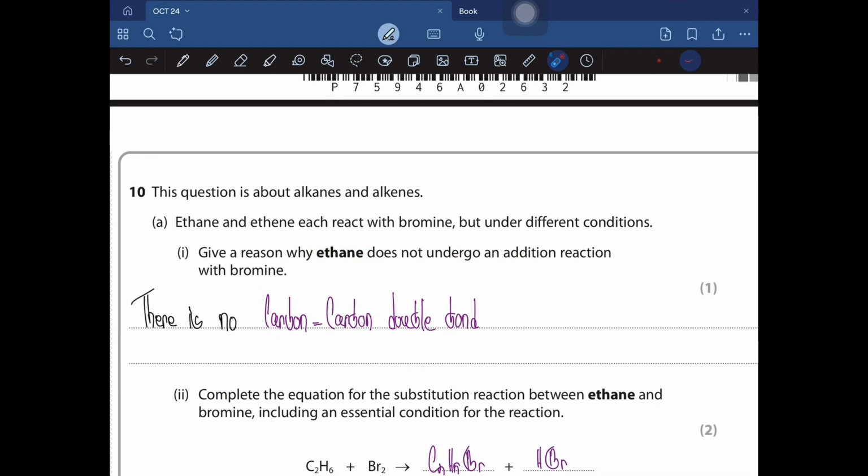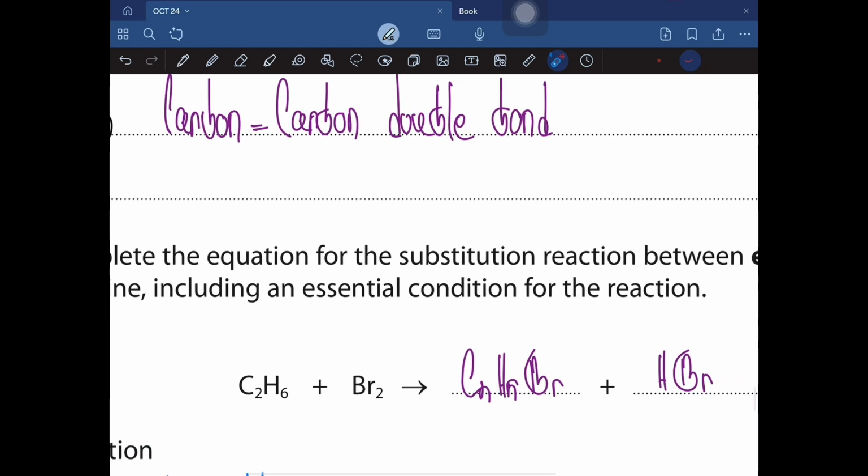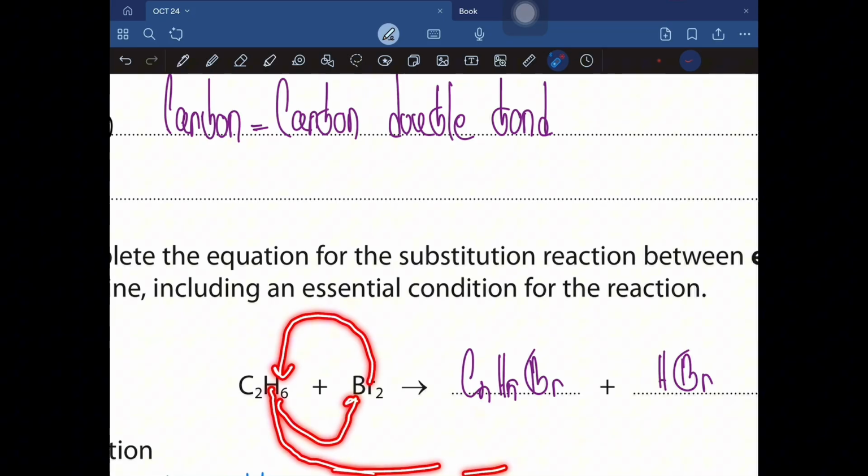Complete the equation for the substitution of ethane and bromine, including essential conditions for this reaction. This is going to be a substitution reaction in your A levels, and it is going to require UV light or ultraviolet radiation. One of the bromines is going to displace one of the hydrogens. And if one of the hydrogens gets displaced, this hydrogen is going to form a bond with one of the bromines to form HBr and this.